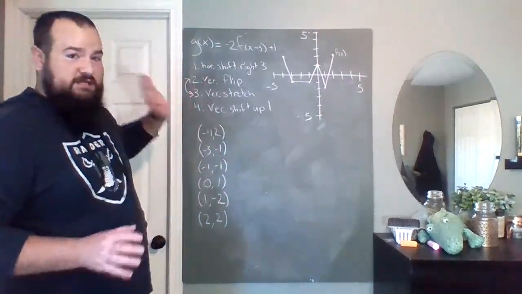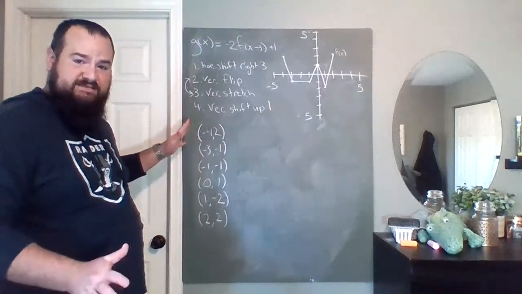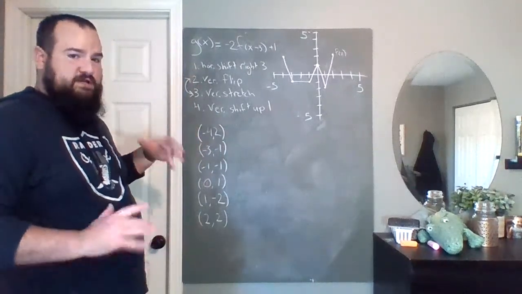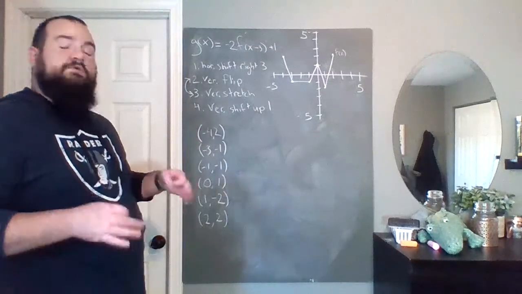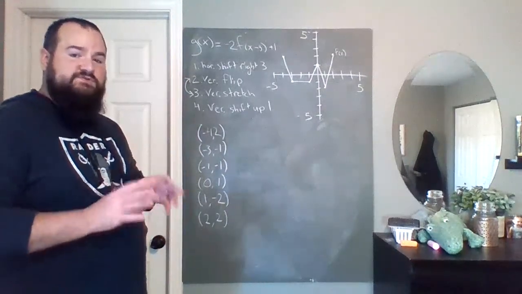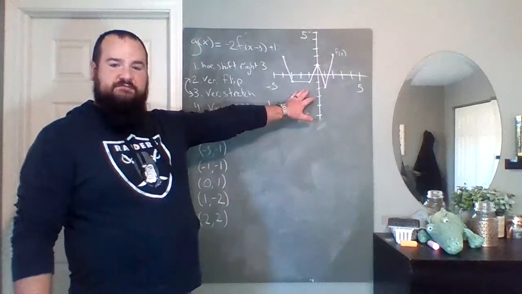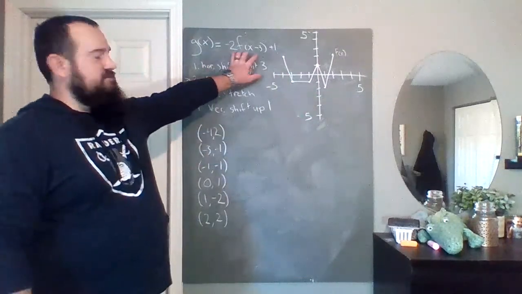Now, as you see, I've already got a lot of stuff written up here, so pause it and write these things down if you can. I'll go over and kind of talk about what's happening. So what we're going to do in this video is transform this function f of x to be this function g of x here.